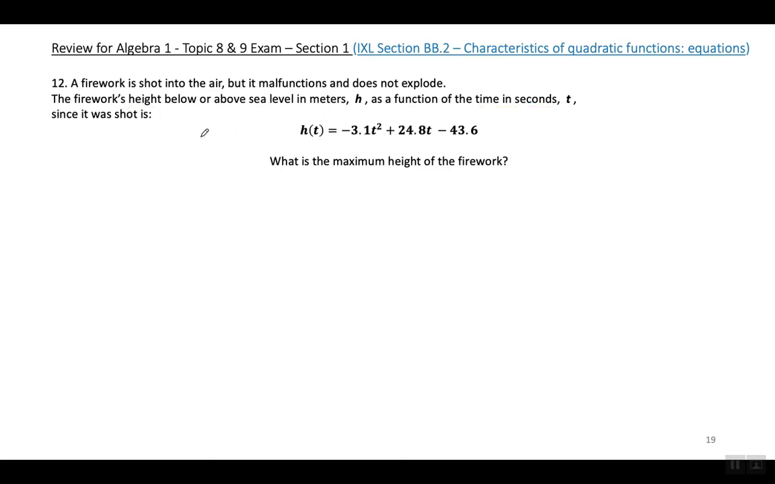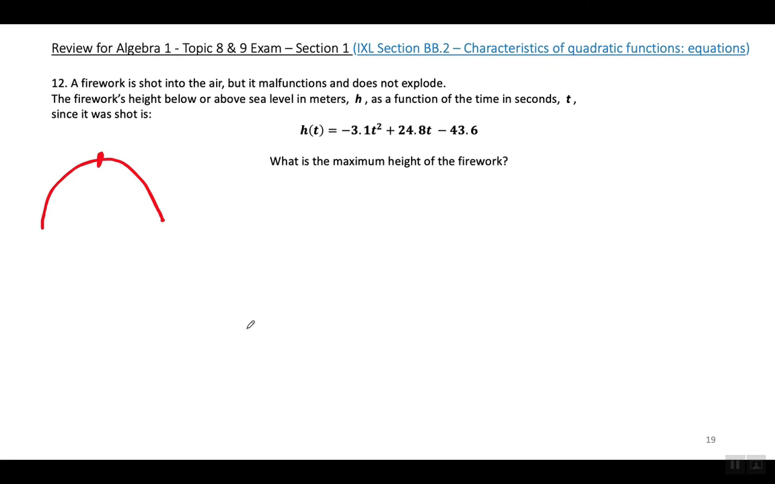Now that we got that out of the way, a firework is shot into the air. Remember that I said if a is positive, the parabola opens up, and if a is negative, the parabola opens down. What's a, positive or negative? It's right there. It's negative. So since a is negative, the parabola is going to open down, which makes sense. We're firing a firework into the air. It would make sense that the parabola is going to look like that, not like a U. So the question is, what is the maximum height of the firework?